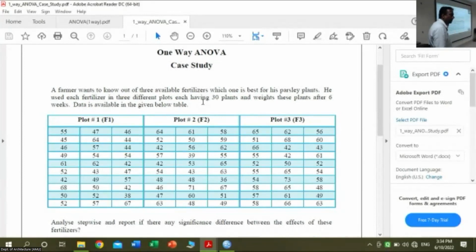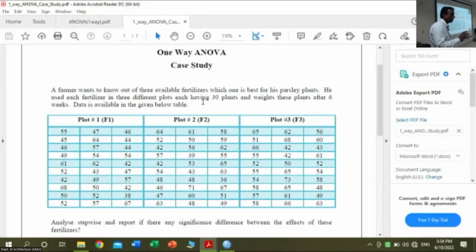So there are 3 plots, plot number 1, 2, 3, and 3 types of fertilizers are also available. So what he did, he applied fertilizer number 1, that is the organic, suppose organic fertilizer. Second one is the biological fertilizer. Third one is the chemical. So in plot number 1, he used the organic, biological, and the chemical fertilizer. And after applying this fertilizer, after a week or 1 month, weight of the plants are recorded in this table.